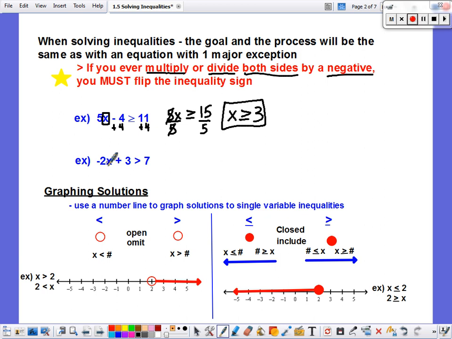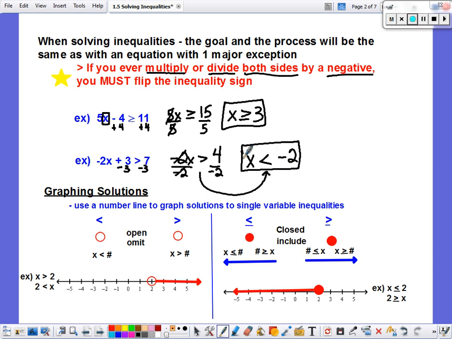Taking a look at the second example, we have the same type of situation, but we need to subtract 3 first. Then what we're left with is negative 2x is greater than 4. Again, I haven't multiplied or divided by a negative yet, so nothing's flipped. At this point, though, hopefully we notice that we are going to divide by negative 2. There's your clue. We're dividing by a negative. Right there, we need to flip the inequality sign. That's the big change between an inequality and an equation. If you master that, you're going to be in great shape for this lesson.